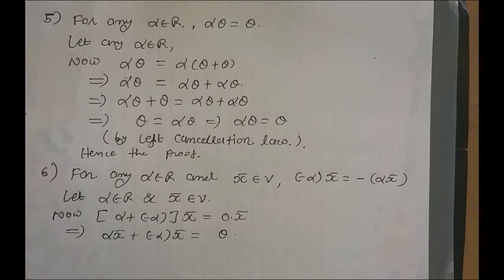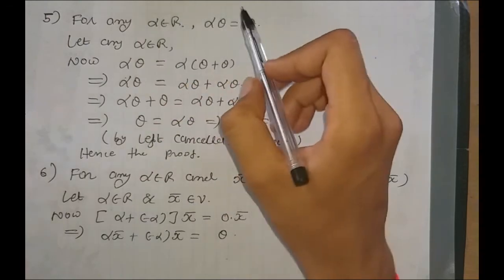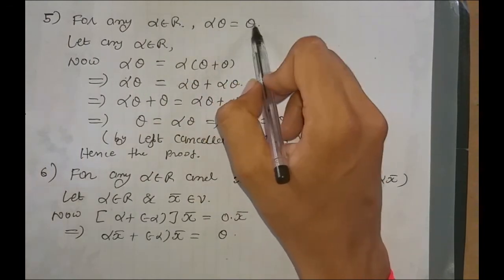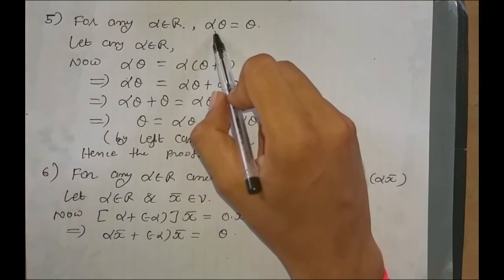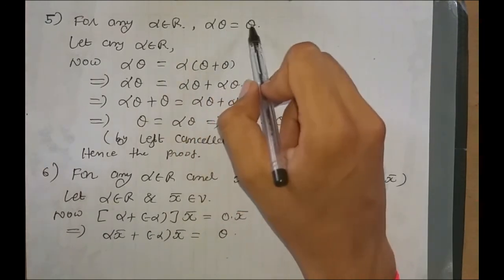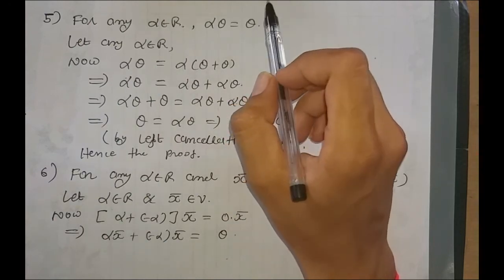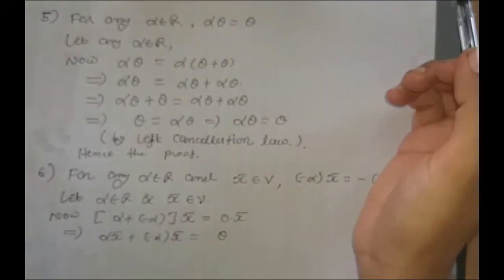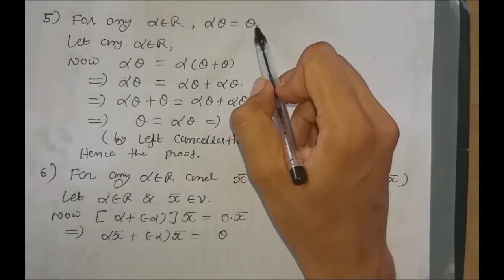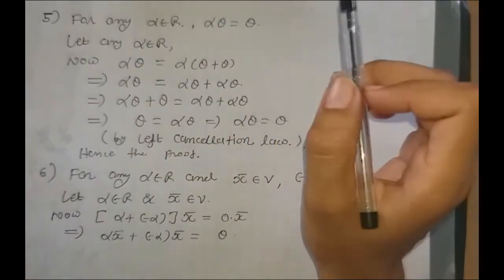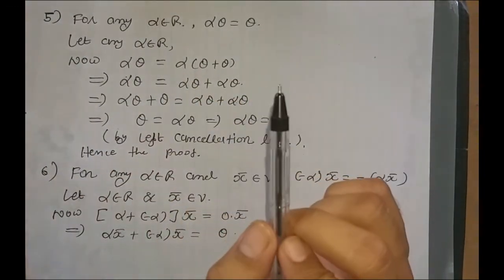The fifth property is, for any alpha belongs to R, alpha times theta is equal to theta. It means the scalar multiplication of alpha with the 0 vector gives the 0 vector. That means when we multiply the 0 vector by any real number, we get the 0 vector. For that, let us consider any alpha belongs to R.